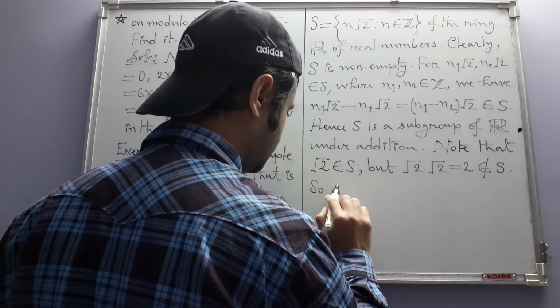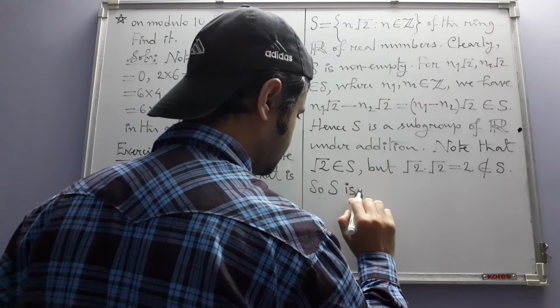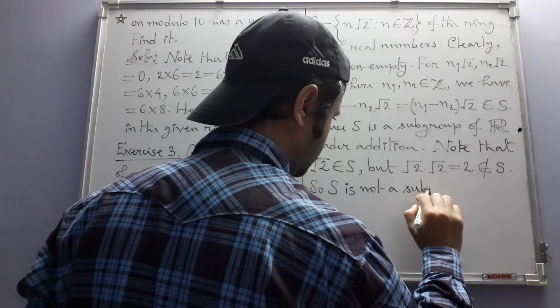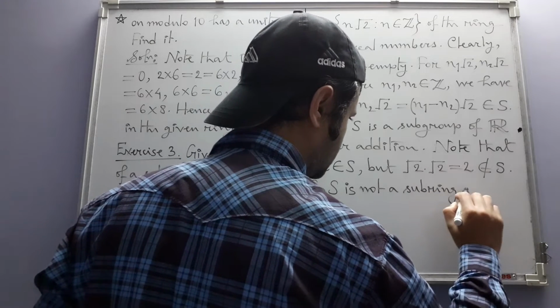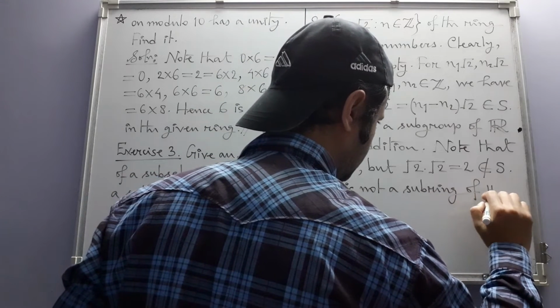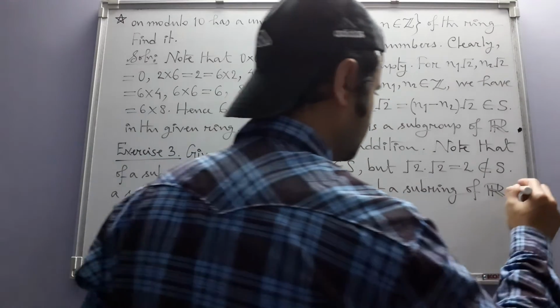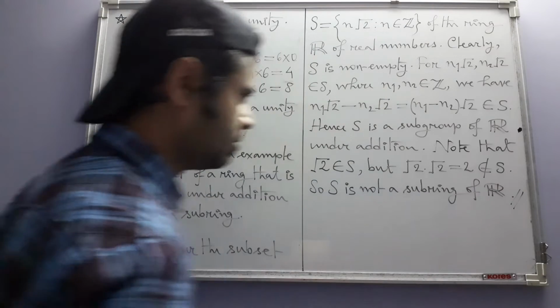So S is not a subring of the ring of real numbers, and this completes the solution.